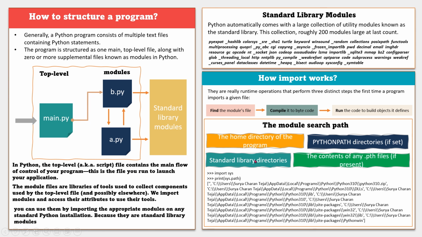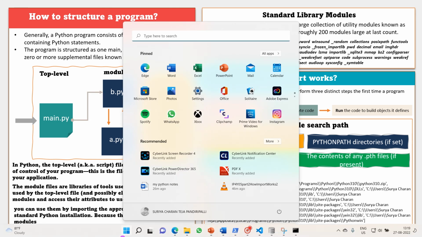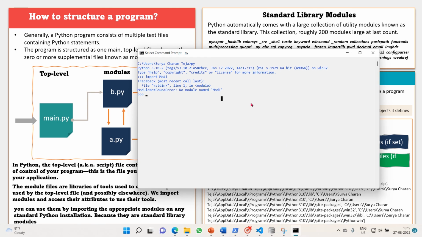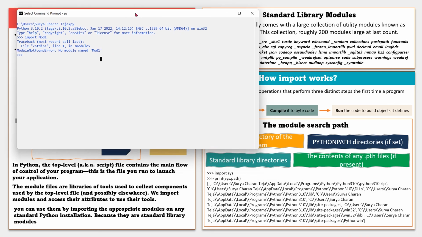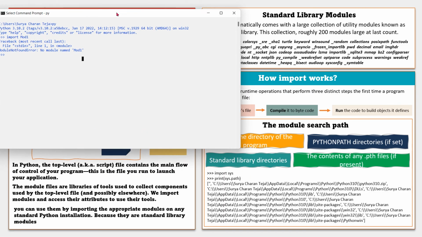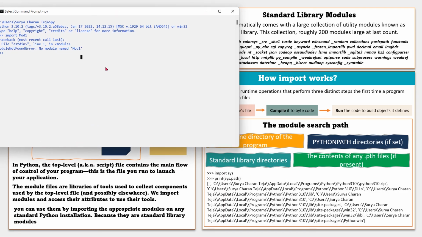Then it will go for the standard library directory. In the standard library directory it won't be there because this module is created by me. So finally it goes to the contents of any .pth files. I have not included anything such. So finally it has thrown an error. That is the reason, after searching through this path, it has thrown an error.